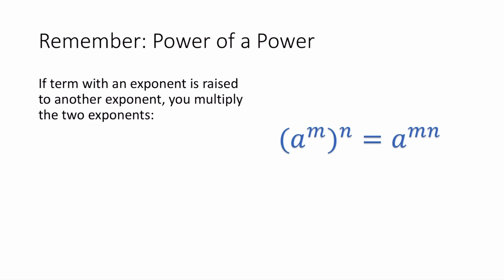So when you're working with exponents, if you have a term with an exponent that's raised to another exponent, you end up multiplying the two exponents together. Okay, so a to the m raised to the n power is a to the m times n.